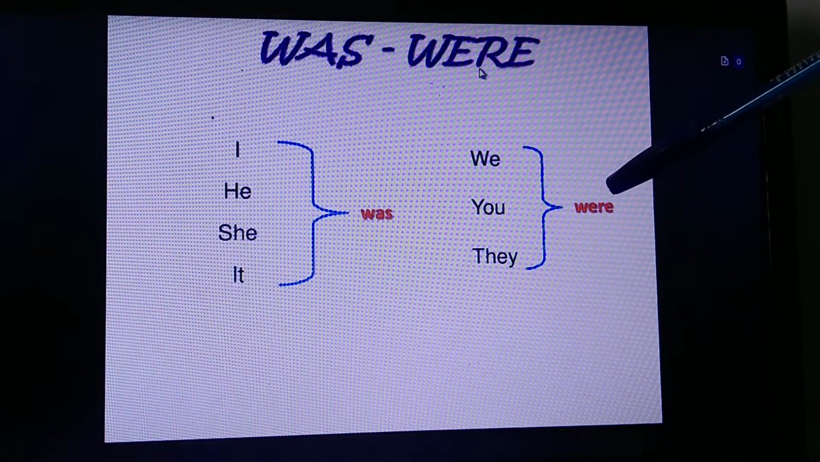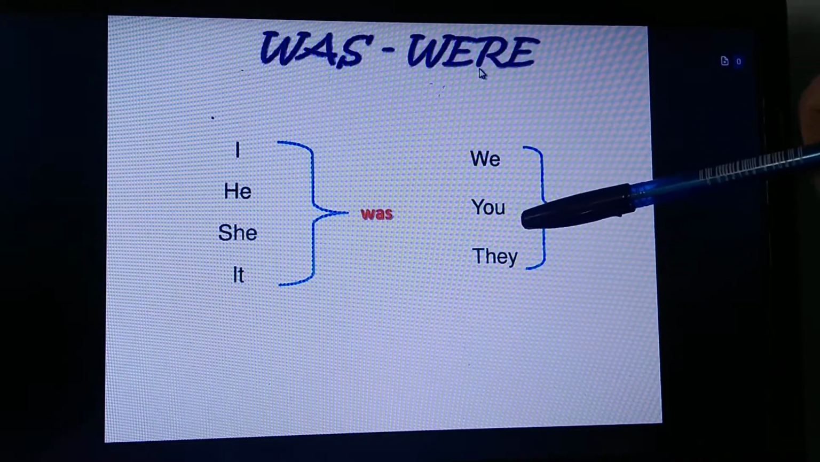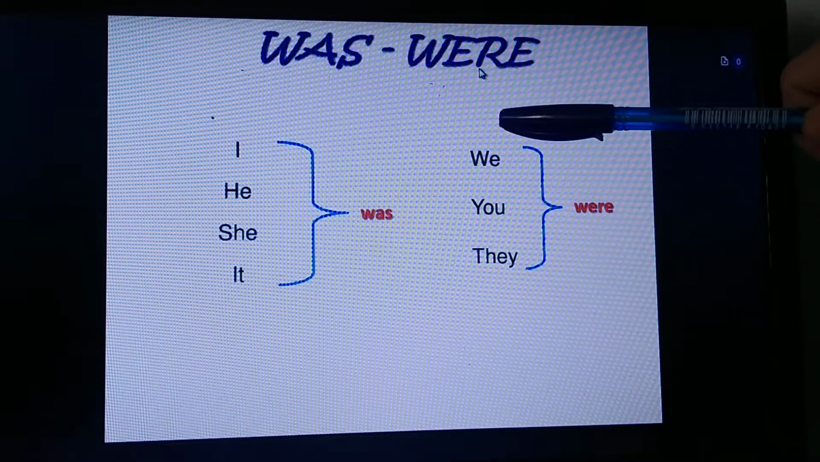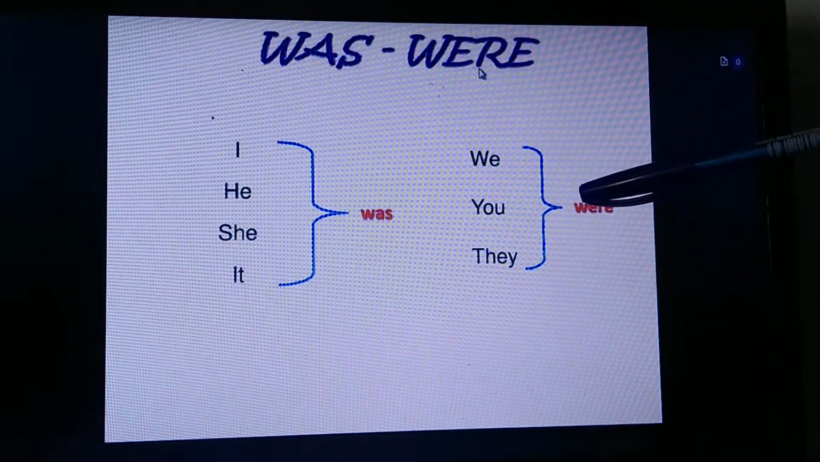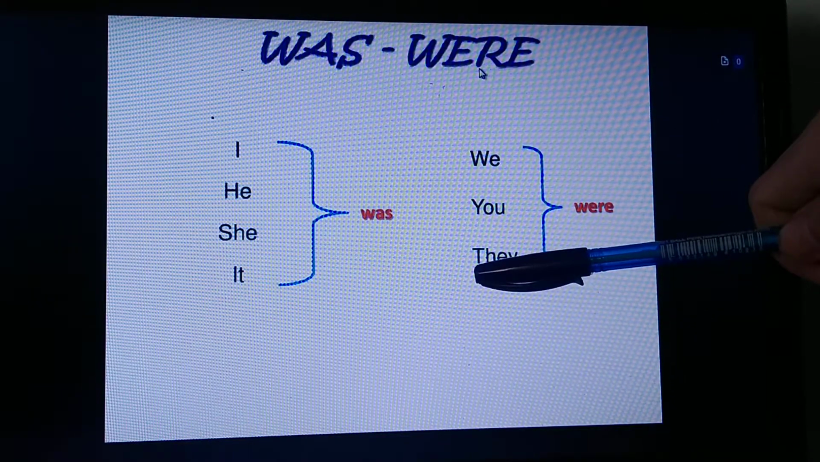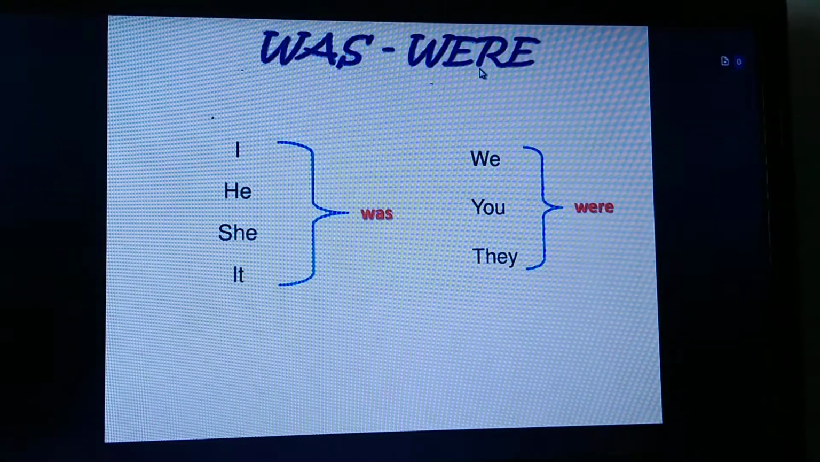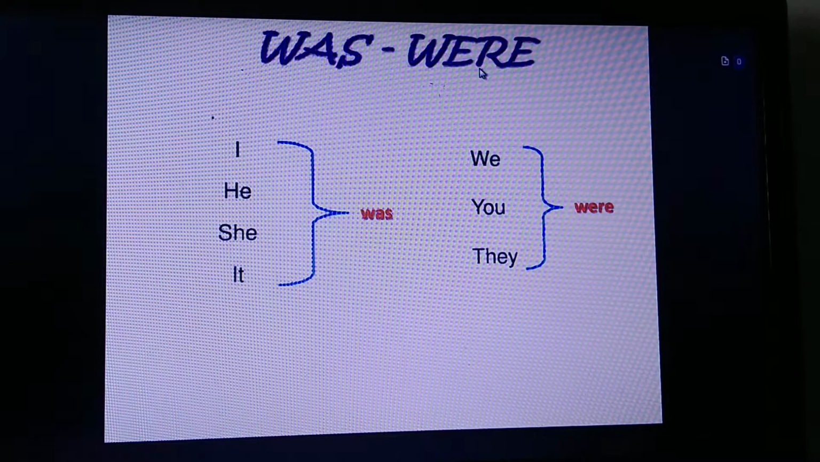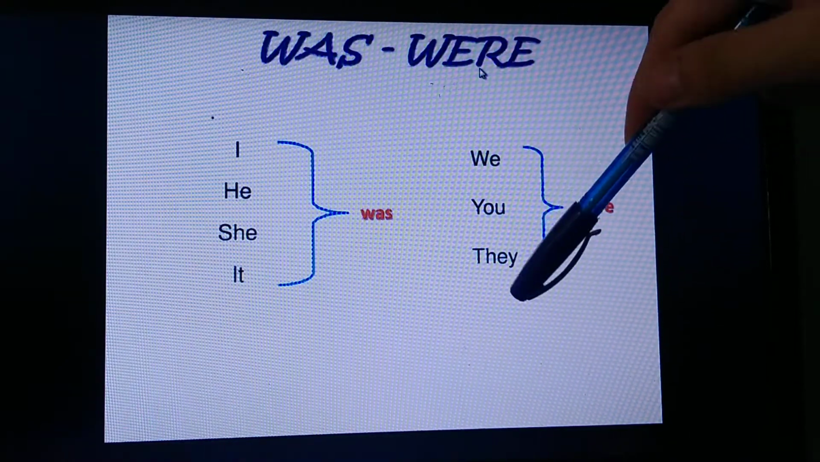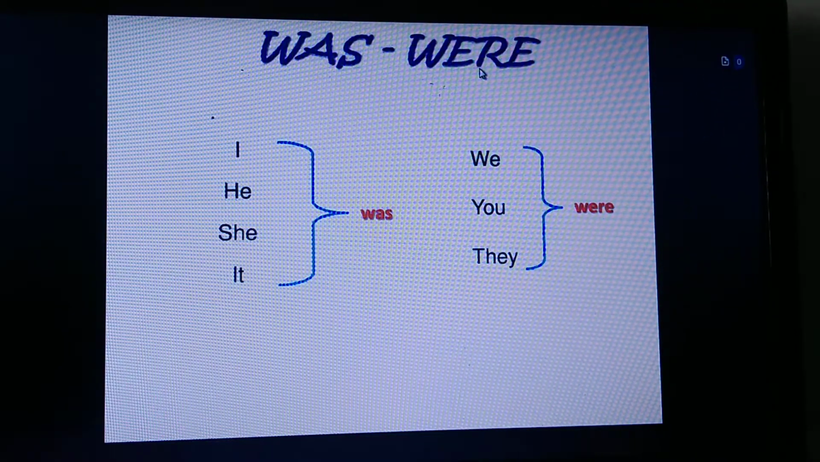Use "were" if the personal pronouns are we, you, they. Okay? You use this. You use "were" if the personal pronoun is this. Okay? I'll repeat. Use this if the past tense is "was," and you use "were" if the personal pronoun is this. Okay? So next.